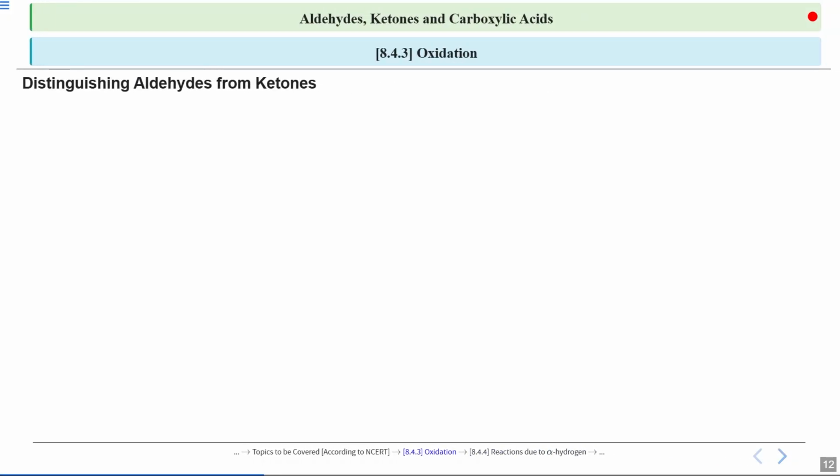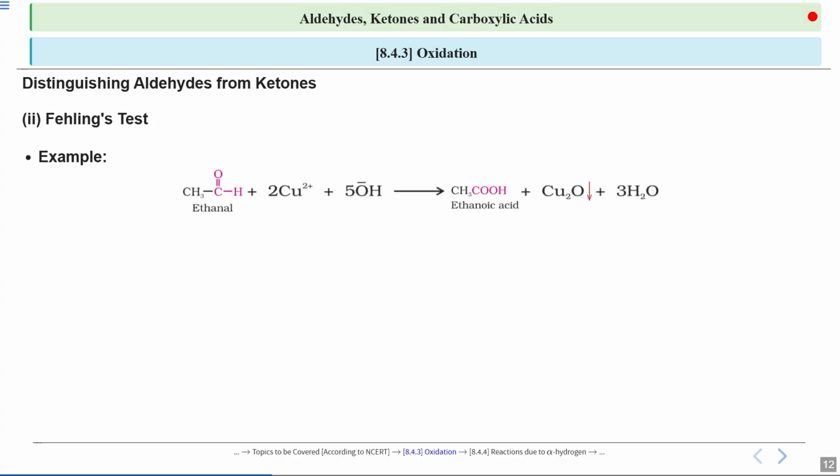Now moving on further, we were discussing Fehling's test. Let us see it with the help of an example. So this is ethanal, an aldehyde. When it reacts with aqueous copper sulfate in an alkaline medium, you get a reddish brown precipitate of Cu2O, which is cuprous oxide, and you get ethanoic acid, which is a carboxylic acid. Water is also released. This is an example of Fehling's test.